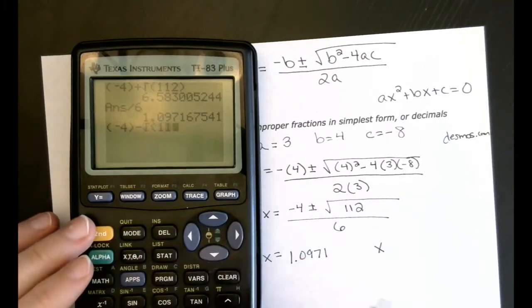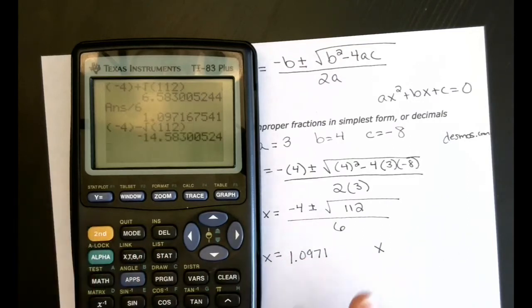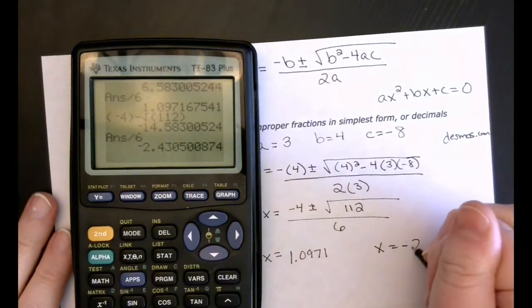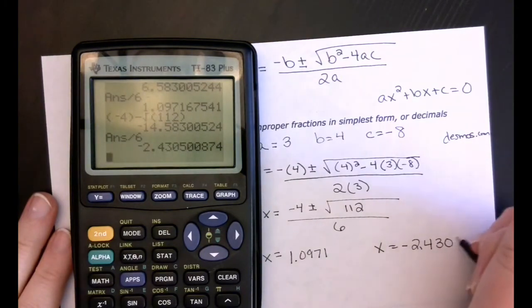And because we did the plus sign first, I'm going to do the minus. Square root. Divide by 6. And my other x is negative 2.4305.